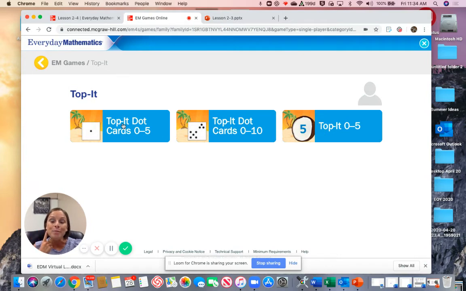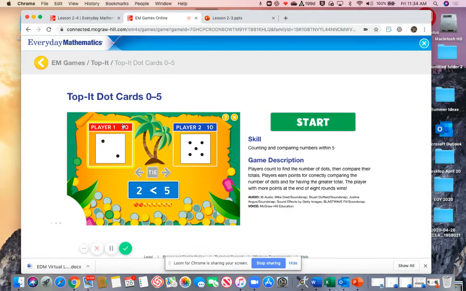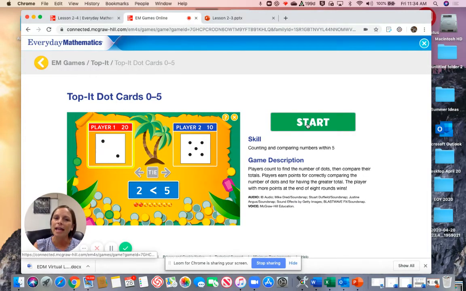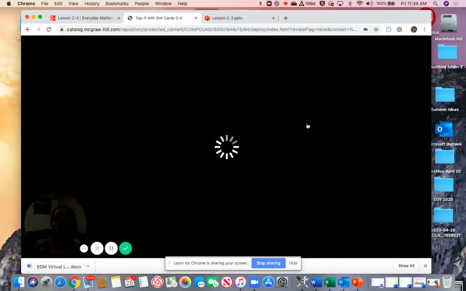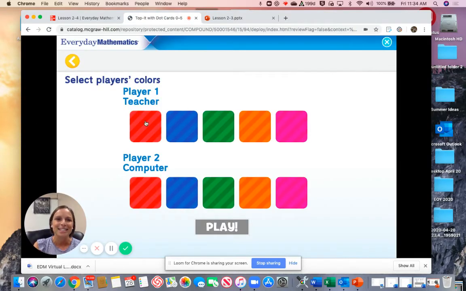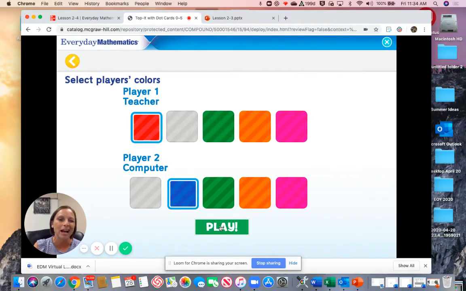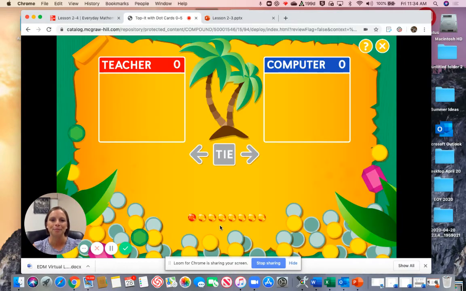But as mathematicians, we know that the first thing we need to do is think, how many dots are on each card? How can I figure it out? And then, who has more or fewer would be the smaller amount, right? So let's click on this game. Now we're going to play the computer version together. So I'm the teacher and we're going to play against the computer. Actually, you're the teacher with me.